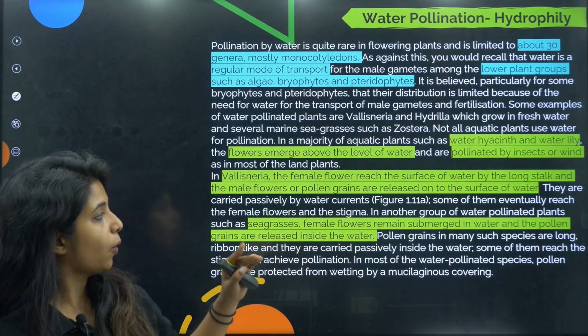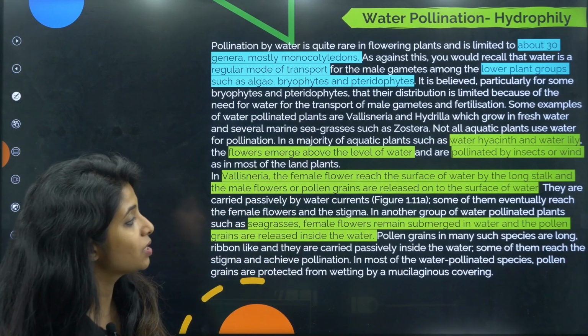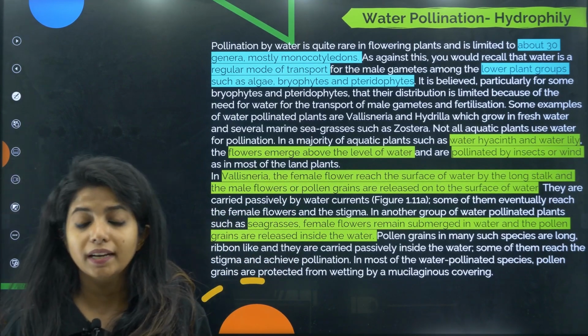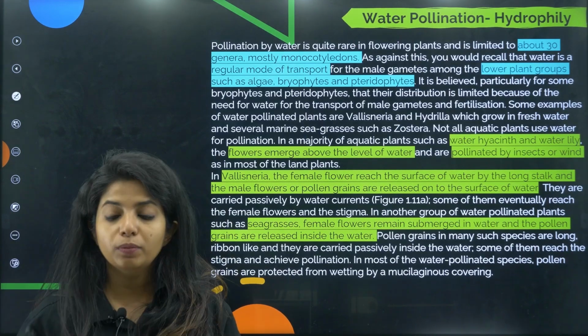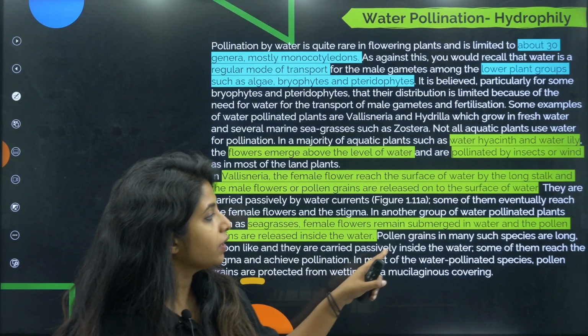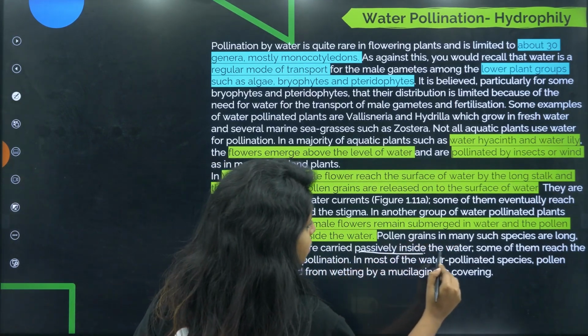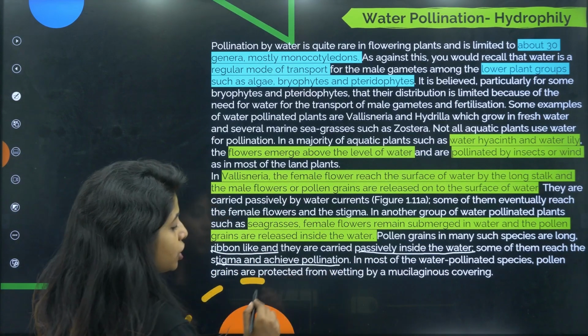In another group of water pollinated plants such as seagrasses, Zostera, female flowers remain submerged in water and the pollen grains are released inside the water. So, over here the female flowers are inside the water, the pollen grains are also being released inside the water. Pollen grains in many such species are long ribbon like, and they are carried passively inside the water. Some of them reach the stigma and achieve pollination.